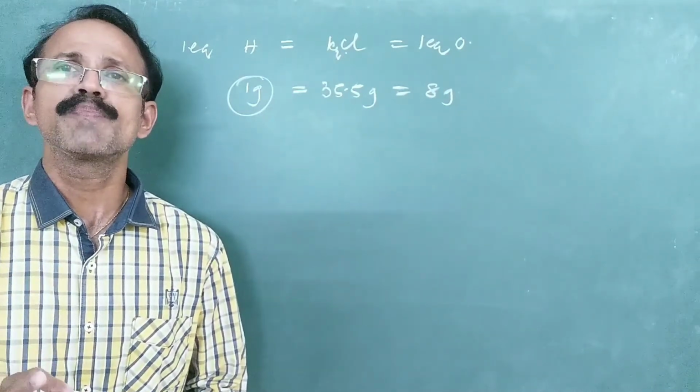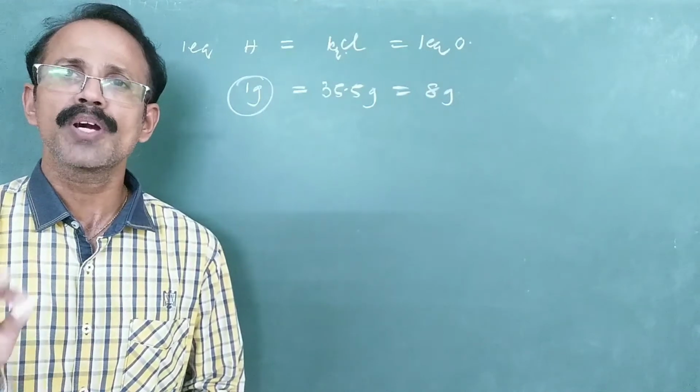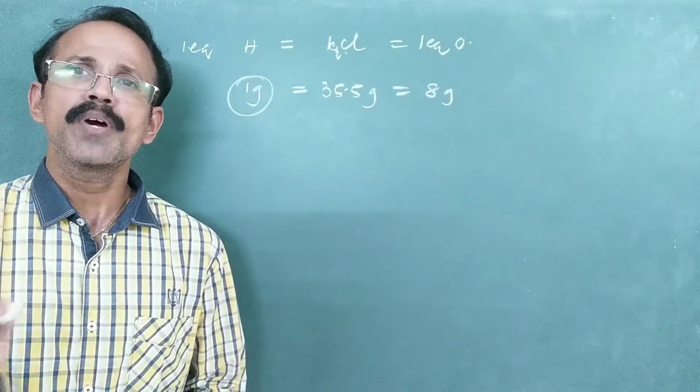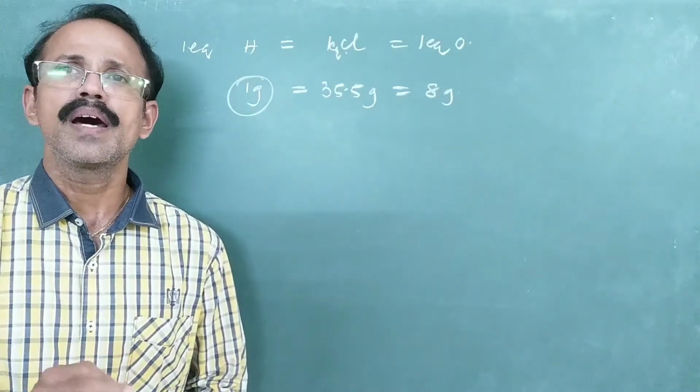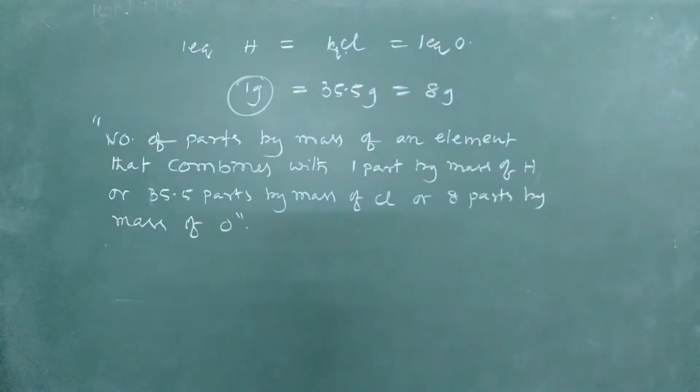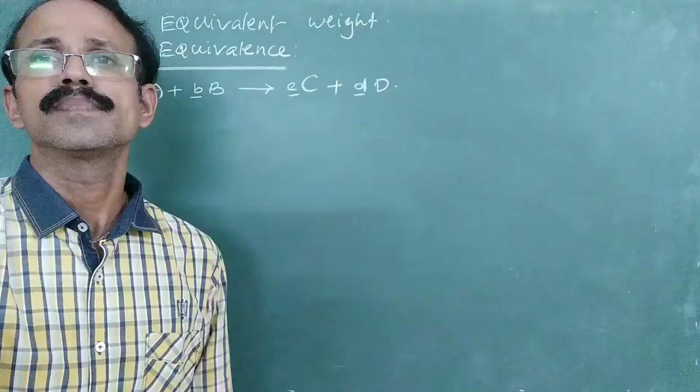The number of parts by mass of an element that combines with one part by mass of hydrogen, or 35.5 parts by mass of chlorine, or 8 parts by mass of oxygen.